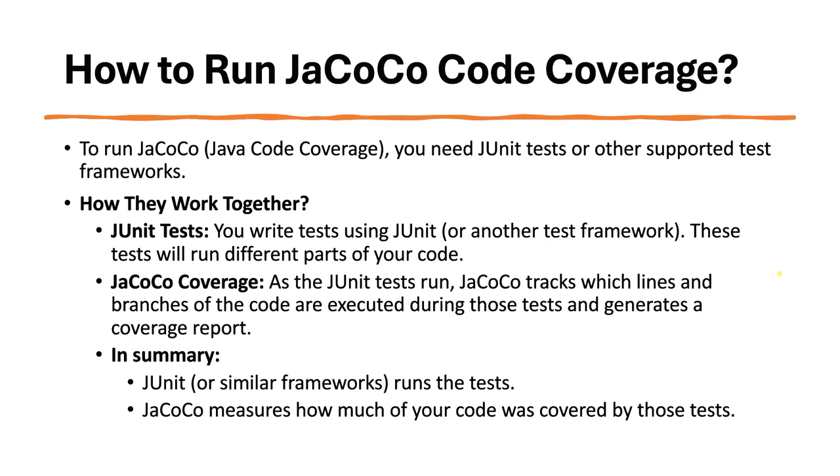In summary, if you have another application like .NET or JavaScript, then obviously you have to use a different framework. Based on your project or application requirements, you have to choose a framework to run these unit tests. Jacoco then measures how much of your code was covered by those tests. Basically, JUnit is doing everything for you, and Jacoco is just tracking what JUnit did and generating a report for you.